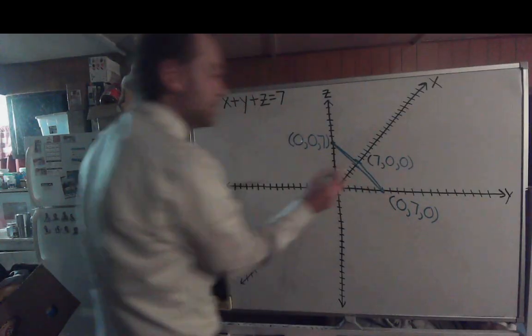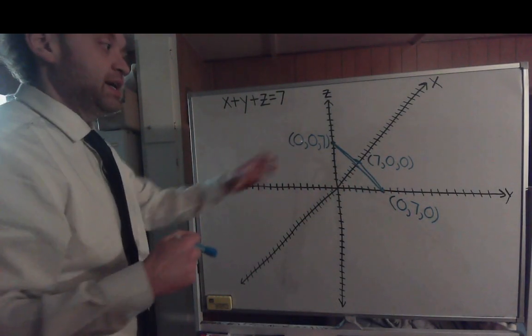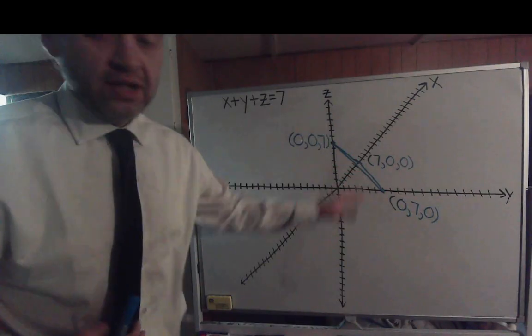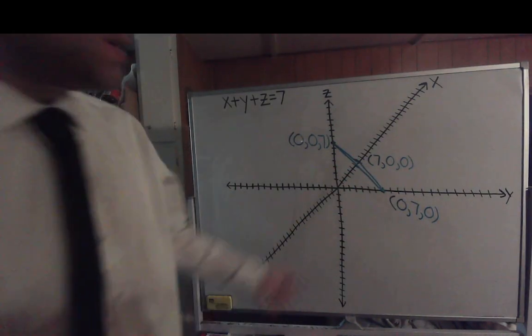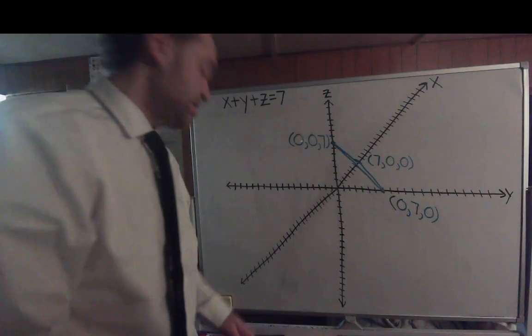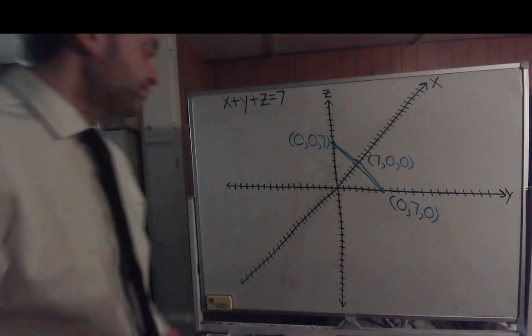And what do you notice? You actually kind of get a plane. You get a triangular area, actually. You get a very small triangular area between all those.